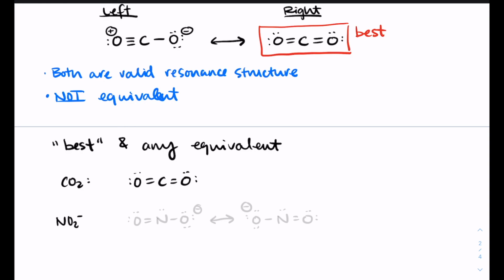For NO2 minus, I would be looking for this whole thing. So I would need a structure that has a double bond on the left, a single bond on the right, and a negative on the oxygen with the single bond, related to its equivalent resonance structure, which has the single bond on the other side and the negative formal charge on the other side.